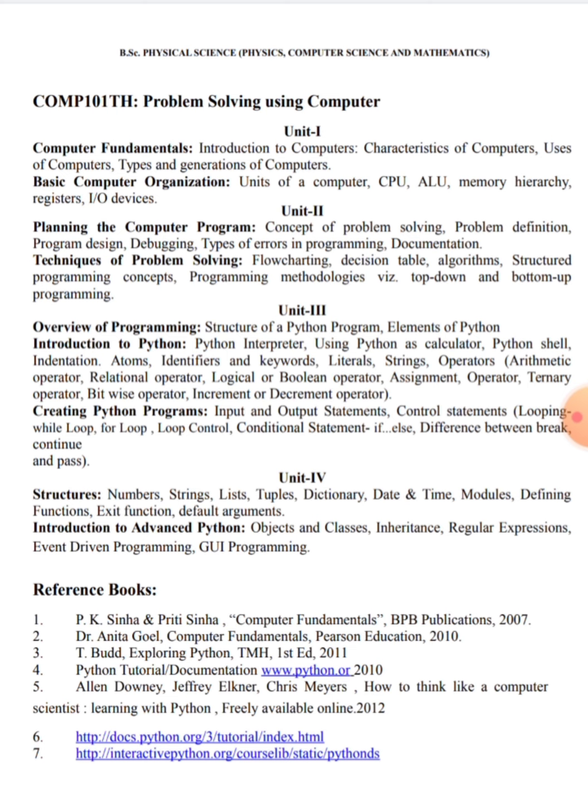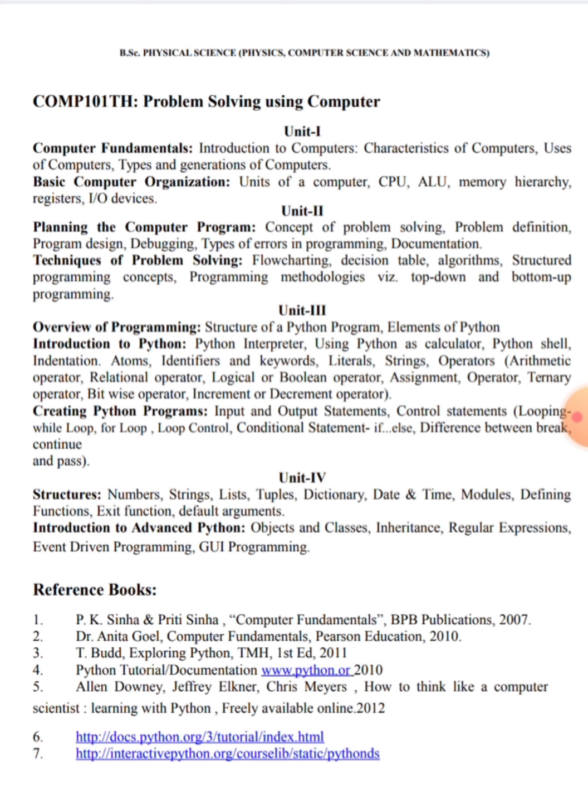and in the second part, introduction to Python interpreter using Python calculator, Python shell, indentation, atoms, identifiers, keywords, literal strings, etc. These basic things of programming language will be discussed. And in the second part we will create some programs using Python.